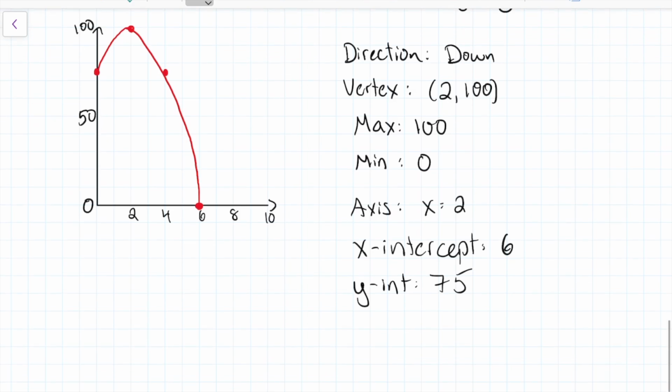And then the domain and the range, those are the tricky parts. So our domain isn't going to be all real numbers in this case because the graph doesn't go forever. Our smallest x value is 0. Our biggest x value is 6. And we can be anything in between those.